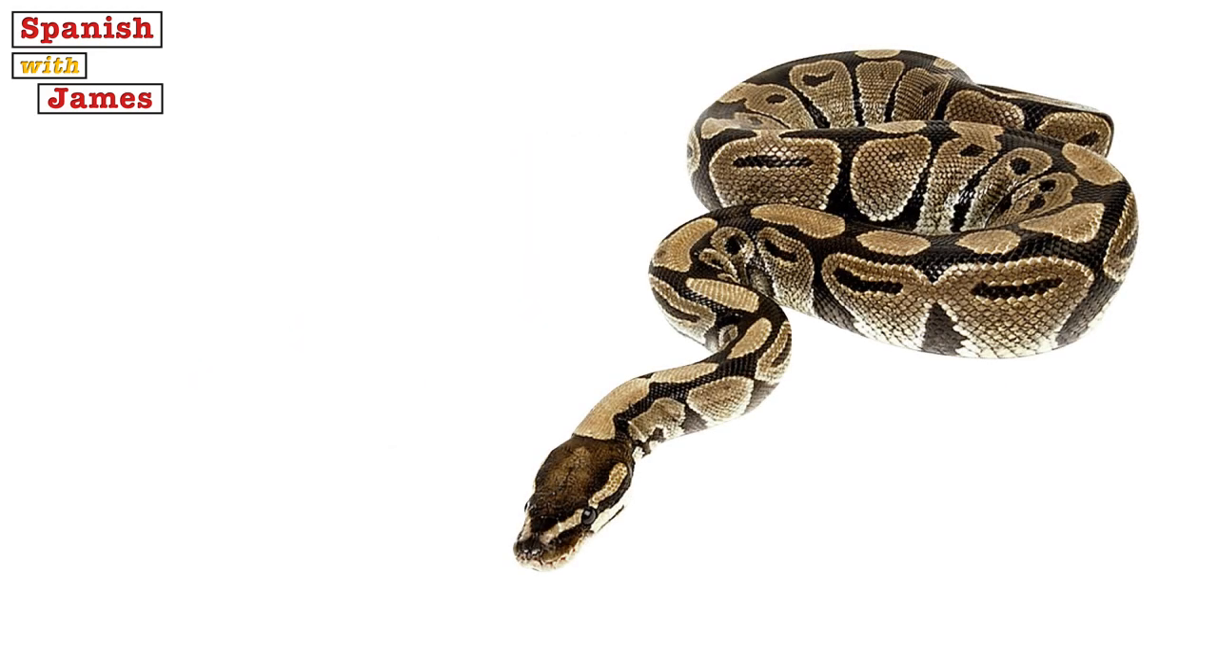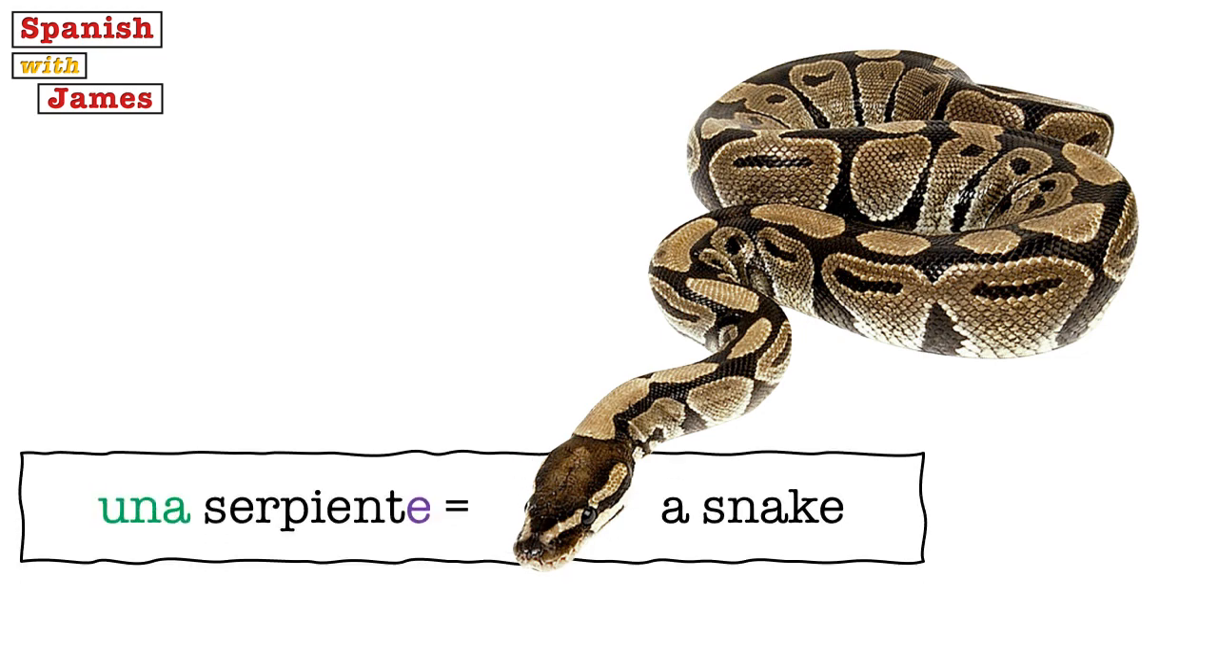A snake, en español, es una serpiente. Una serpiente. So it looks and sounds a lot like the word serpent in English, but this can be any type of snake, not just serpents. I've put the E in purple because words that end in E are sometimes feminine, they're sometimes masculine. But this one is feminine, so it's una.